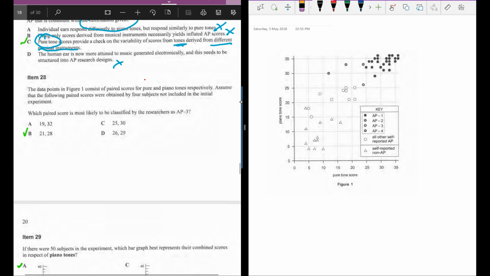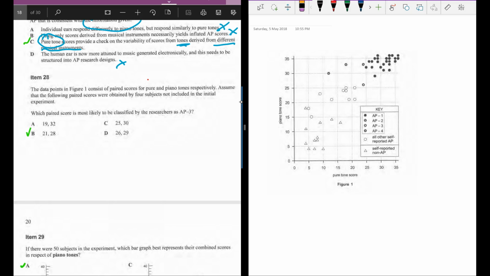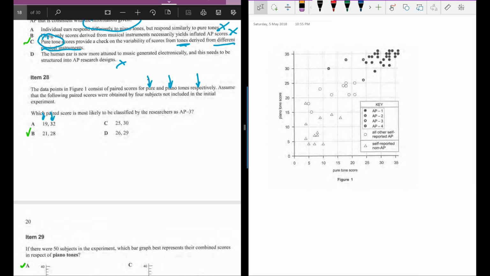Item 28. This one's quite tricky. The easiest way to do this is to plot these points. You need to know what the word respectively means. It means that if I give you a list of 2 things, in this case paired scores for pure and piano tones, respectively, the first number is pure, the second number is piano. So I'm going to go and plot these over on this side.